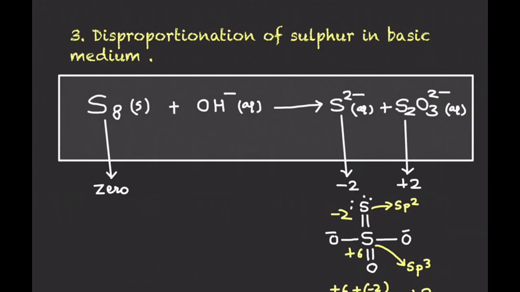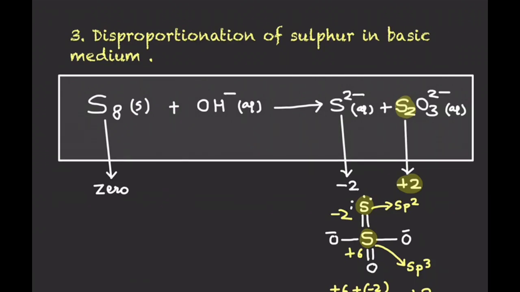In case of thiosulfate ion, if we calculate the oxidation number of sulfur, all the oxygen atoms here are in -2 oxidation state. So the average value of oxidation state is +2. If we calculate the oxidation state of the 2 sulfur atoms, then one sulfur atom is in -2 oxidation state and the other sulfur atom is in +6 oxidation state.